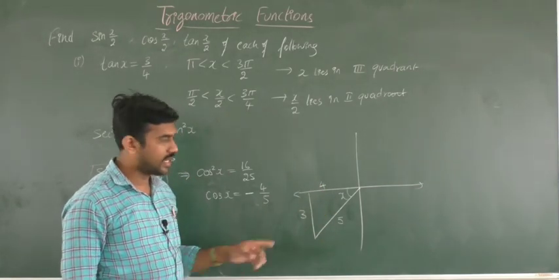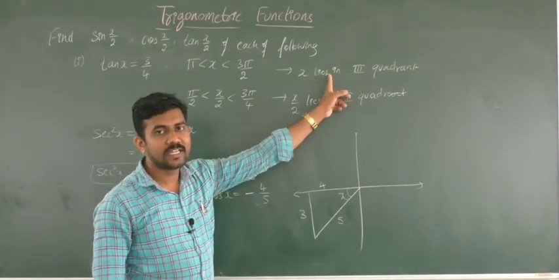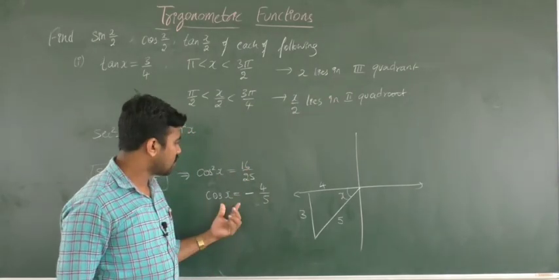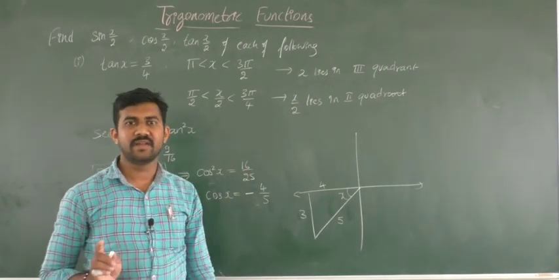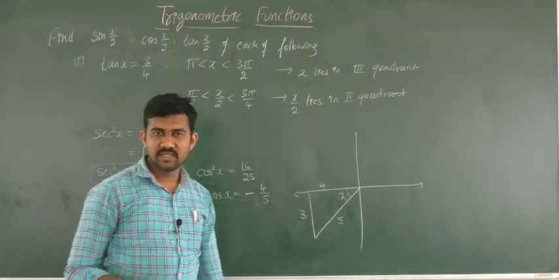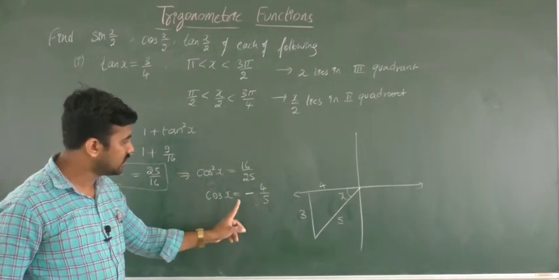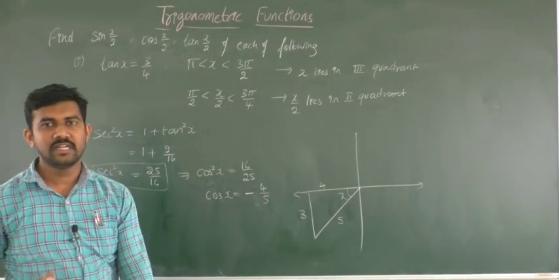So directly you can say cos x is nothing but adjacent side by hypotenuse side, so 4 by 5. Directly also we can say, and also we have to write the sign by using the quadrants. So cos x is equal to minus 4 by 5. Anyway, you can solve that. So this step is not important. Finding the value of cos x is what is important here.